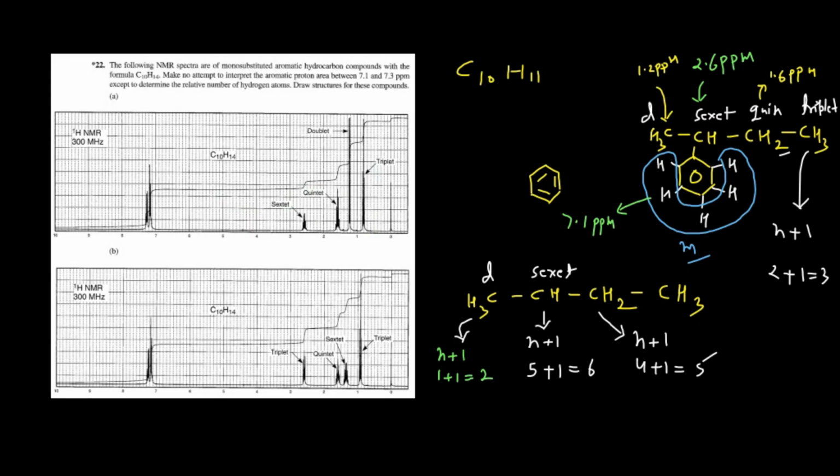You can take the screenshot because I'm going to solve the next problem. So I hope you have taken the screenshot. Now I am moving to the second part of the problem. The second one is also the isomer C10H14, and it is also a monosubstituted aromatic hydrocarbon. So one thing is clear, you have the benzene ring.